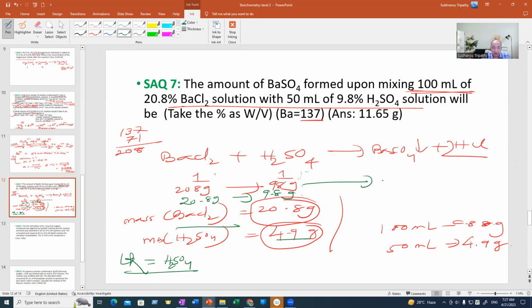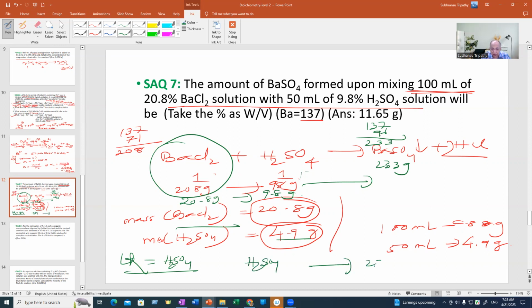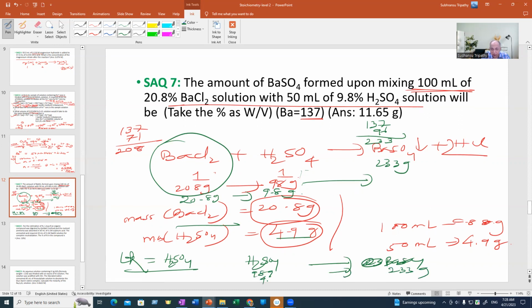1 mole, or 98 gram, is giving barium sulfate: 137 plus sulfate ion 96, that is 32 plus 64, which is 233 gram. So if 98 gram is giving 233 gram, we will not consider barium chloride, because that is not the limiting reactant. This is the limiting reactant. So 98 gram is giving 233 gram, and actually we have taken 4.9 gram.